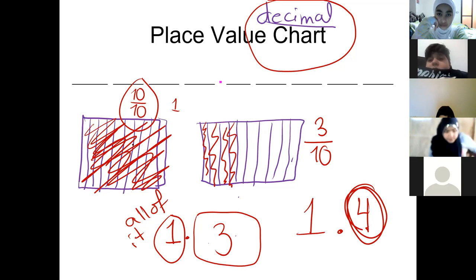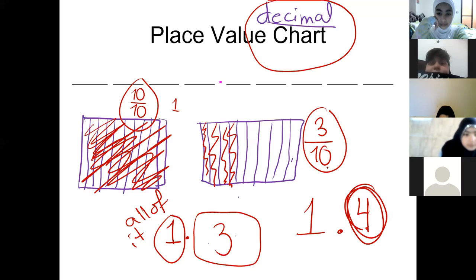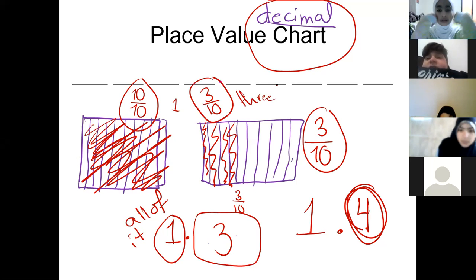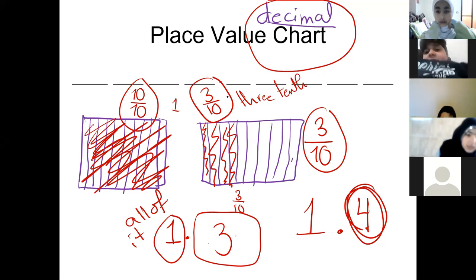So the whole part means the squares that are fully colored. The decimal part depends on the fraction. So if we colored 3 out of 10, the decimal part is 3. We are saying 3 out of 10. So how do we write 3 over 10 in letters? Do you remember how we write a fraction in letters? Yes, 3. Bravo. Numerator is 3, denominator 10. So we write 3, 10, then we have to place th.